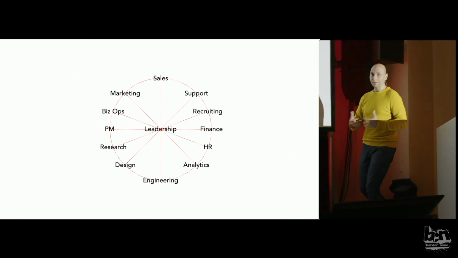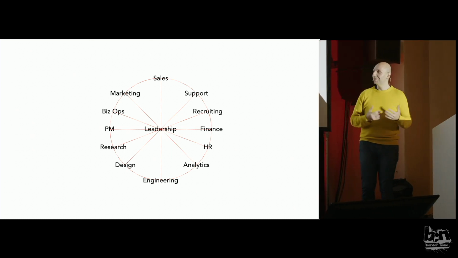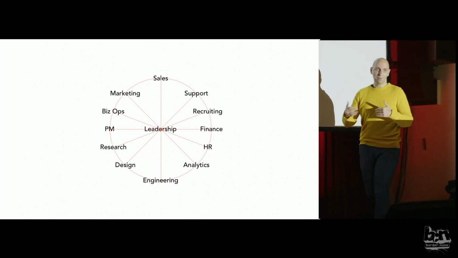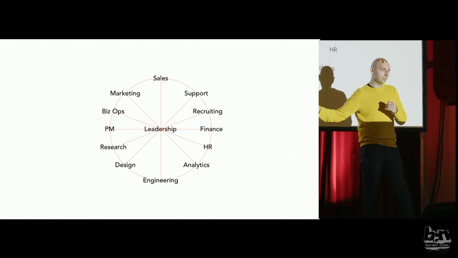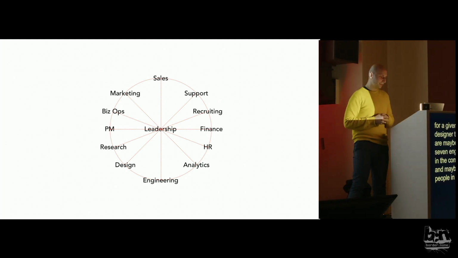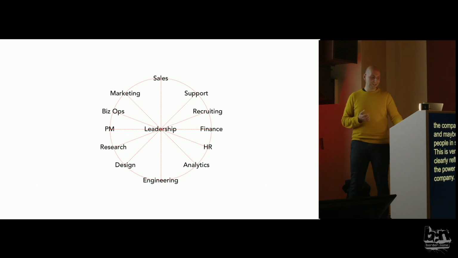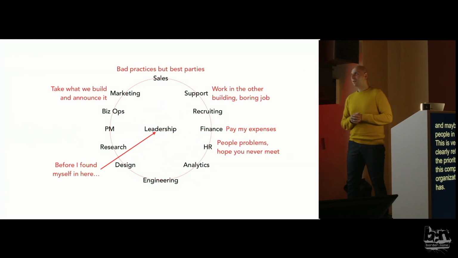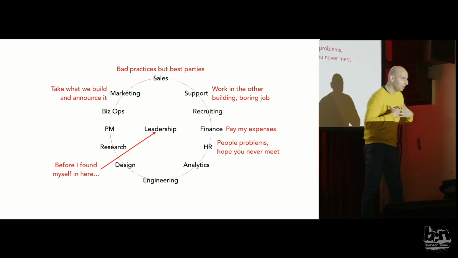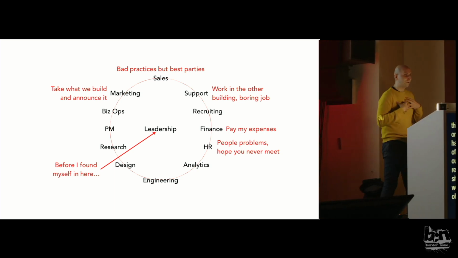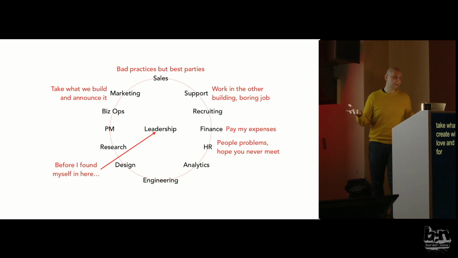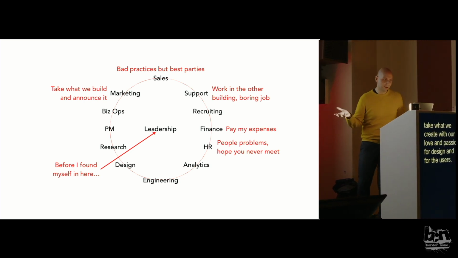So there is actually a good reason why for a given designer, there are maybe 7 engineers in the company and maybe 25 people in sales, right? This very clearly reflects the priorities that this company organization has. But we often find ourselves in this ironic situation, thinking, oh, what do marketing people do? Well, they take what we create with all our love and passion for design and for the users, and they just basically announce it. That's all they do, right?